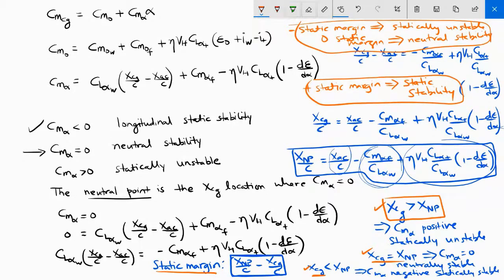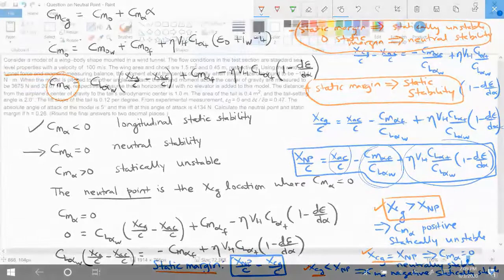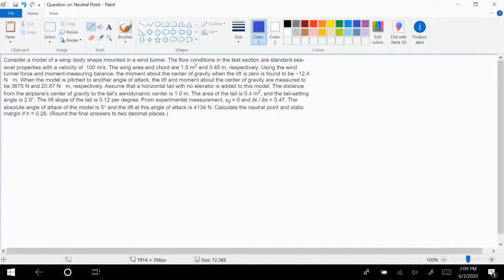But primarily all these interpretations arise from the concept of moment slope. So if the moment slope is negative, then there's going to be a restoring force which will make the aircraft stable. If it is positive, then there is no restoring force actually, so that will make the aircraft unstable. And if it is 0, then there is basically no force acting, so it will make the aircraft neutrally stable. So here is the problem statement. It says consider a model of a wing body shape mounted in a wind tunnel.